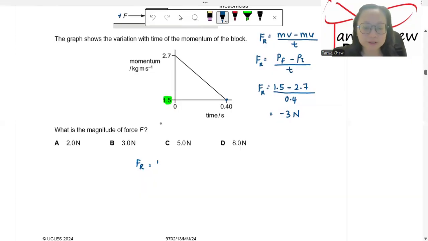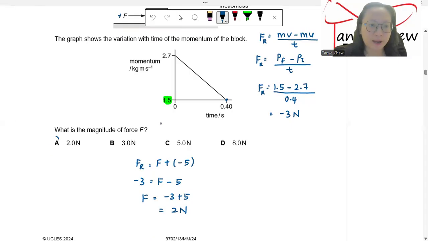Therefore, it is F plus negative 5 Newton, negative 3, because I got the value of resultant force, F minus 5. Therefore, F is equal to negative 3 plus 5. F is equal to 2 Newton. A is the answer.